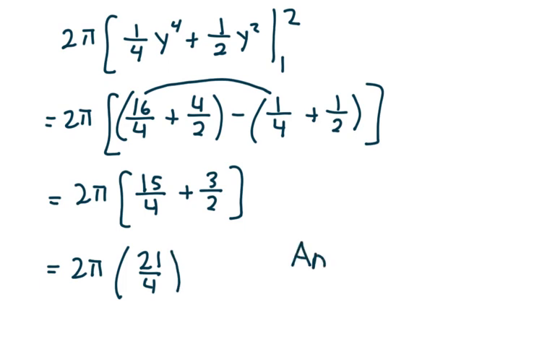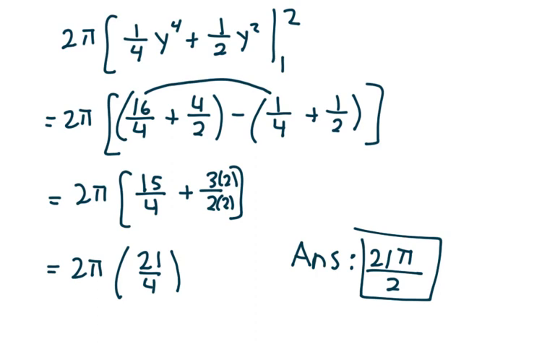And by the way, I just got a common denominator of 4. So the answer to this question is 21 pi divided by 2. That'll conclude this video for section 8.2. And we did 5 examples of finding the surface area by rotating the curve about the x-axis. Thank you.